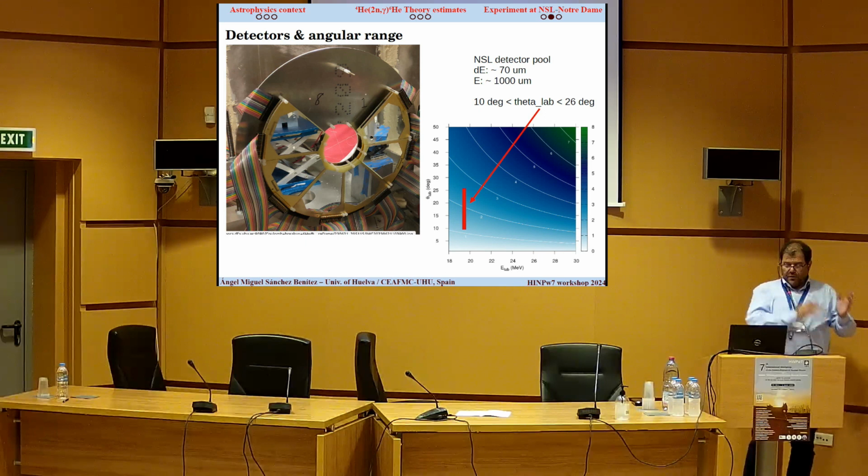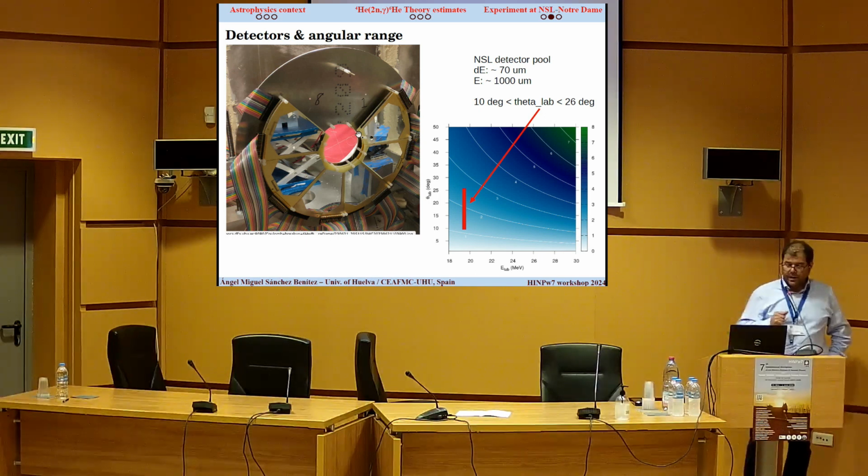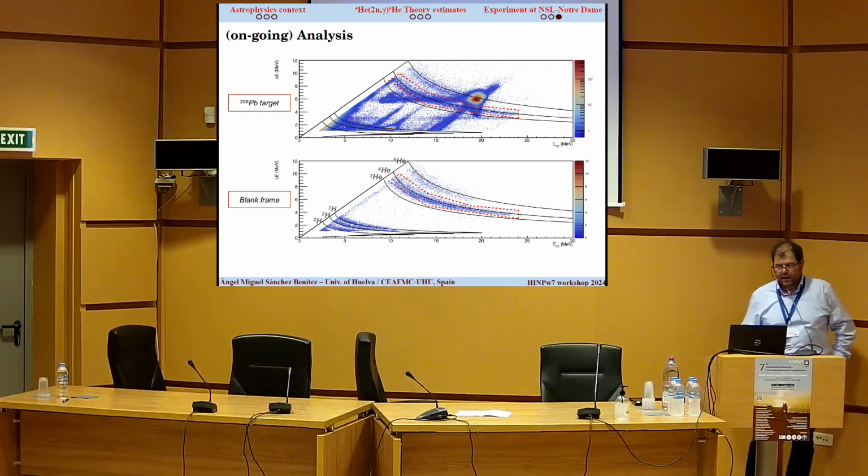So we spoke about the beam, about the target, the detectors. Here you have the detectors. And here this is the lab angle against the laboratory kinetic energy of the beam. So the region that we are measuring is here, right? 19.3 MeV, and this angular region, right? The detectors were from the laboratory, right?